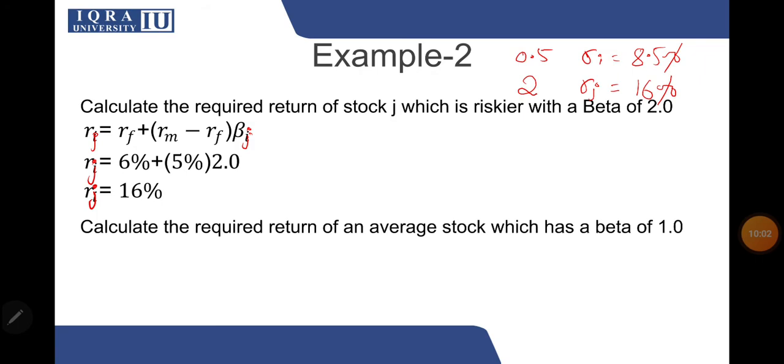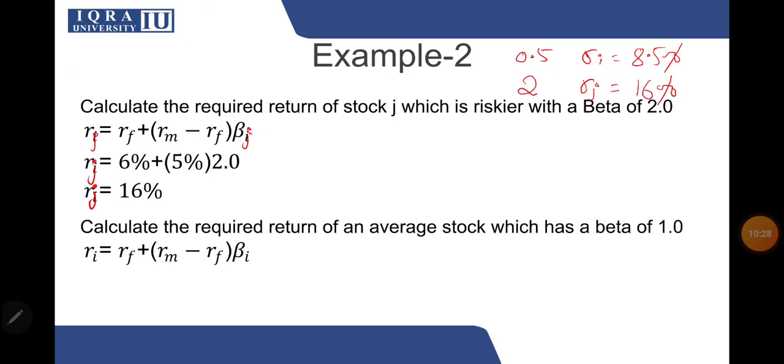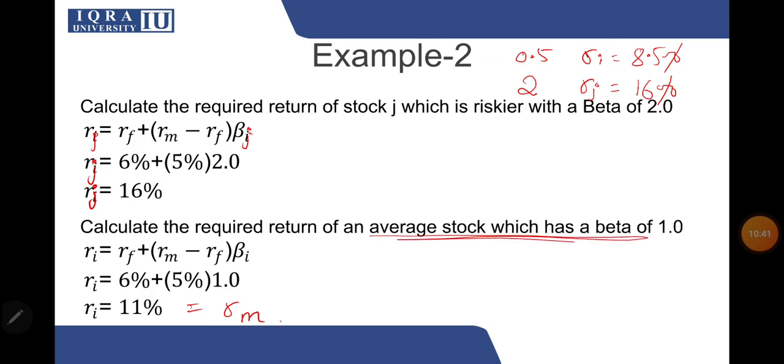Similarly, calculate the required return for an average stock which has a beta of 1. So if the beta is 1, then this is mirroring the stock market. So the return should be equal to the average return of the market, and the average return of the market was 11%. So let's put it in the formula and see if that's the case. If you calculate it, now you're replacing beta with 1 and your answer is coming 11%. So this was the return of the market as well, because this is an average stock.